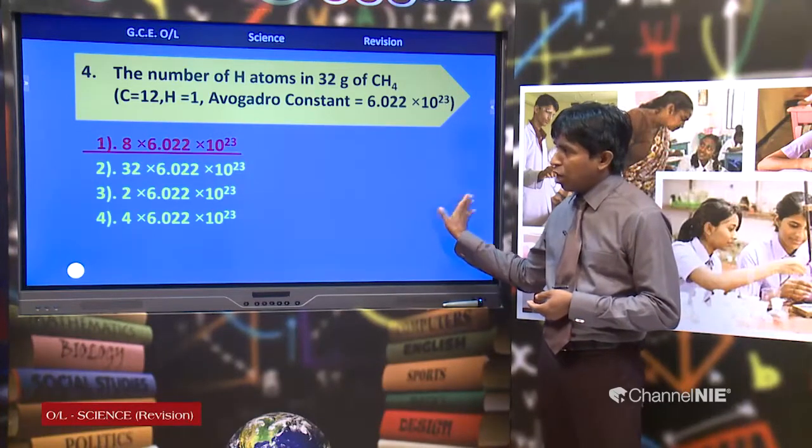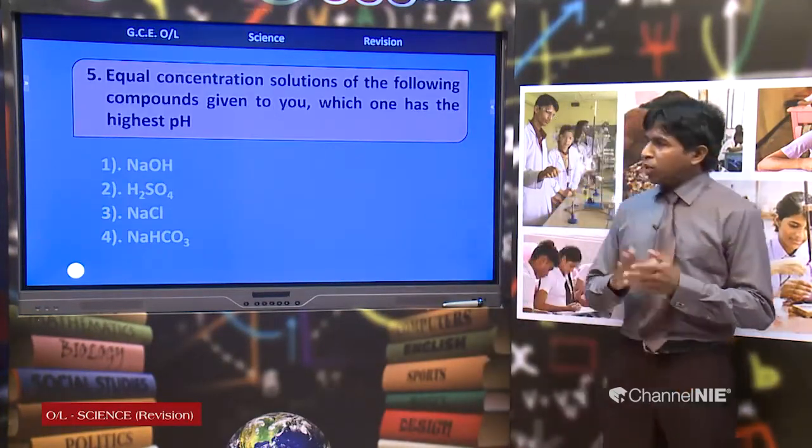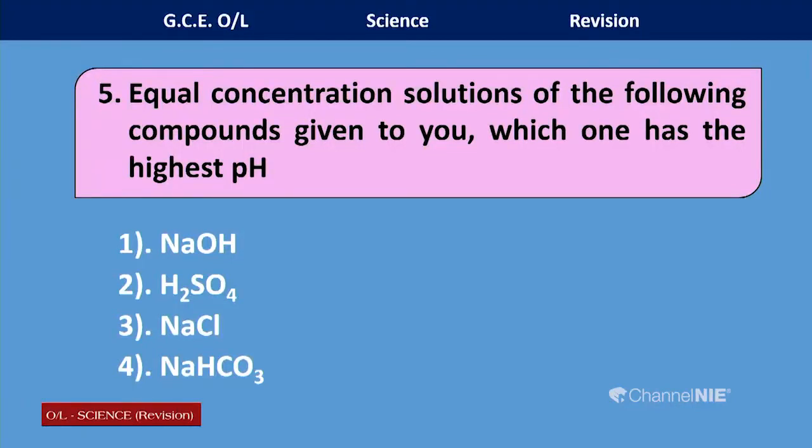Then let us move on to question number 5. This is again from chemistry grade 11, concentration of solutions, and you have done practicals on preparation of various solutions accurately with known concentration, which we call standard solutions. So, they have given 4 different compounds, and the question is which one has the highest pH. The concentration is from grade 11, 3rd chapter, and pH you have learned in grade 11, 7th chapter, acids, bases and pH.